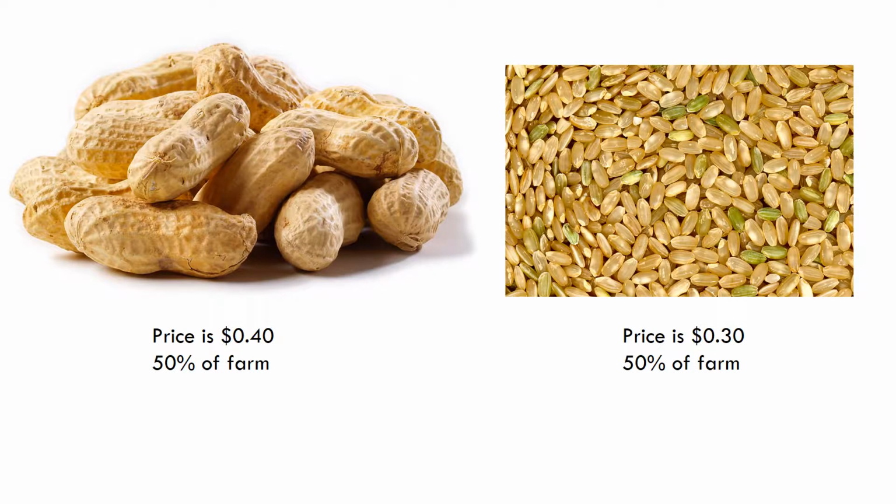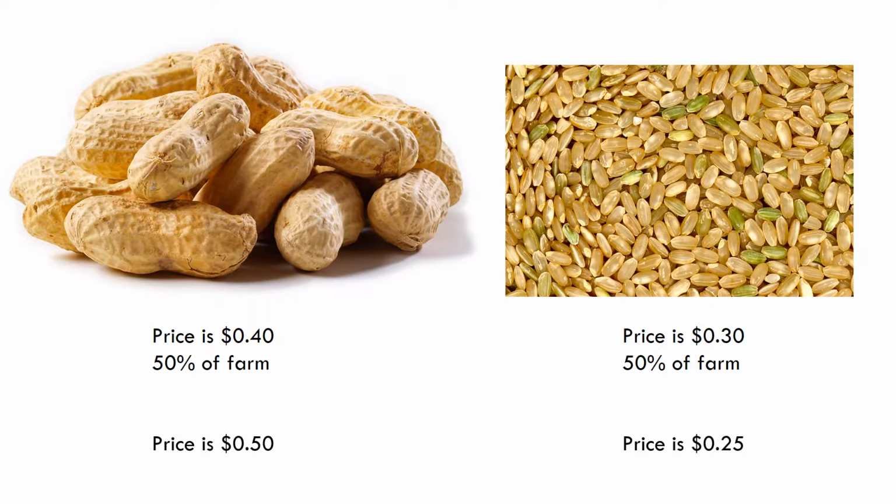So let's imagine a scenario to start off with. You are a farmer, and on your farm you grow two things. You grow peanuts or you can grow rice. At the moment, the price of peanuts is 40 cents and the price of rice is 30 cents. And you have half your farm growing peanuts and half your farm growing rice.